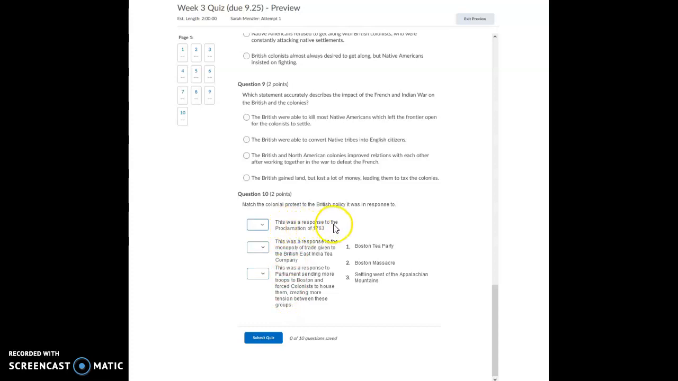This is a response to the Proclamation of 1767. This was a response to the monopoly of trade given to the British East India Company. This was a response to the Parliament sending more troops to Boston and forcing colonists to house them, creating more tension between these two groups.